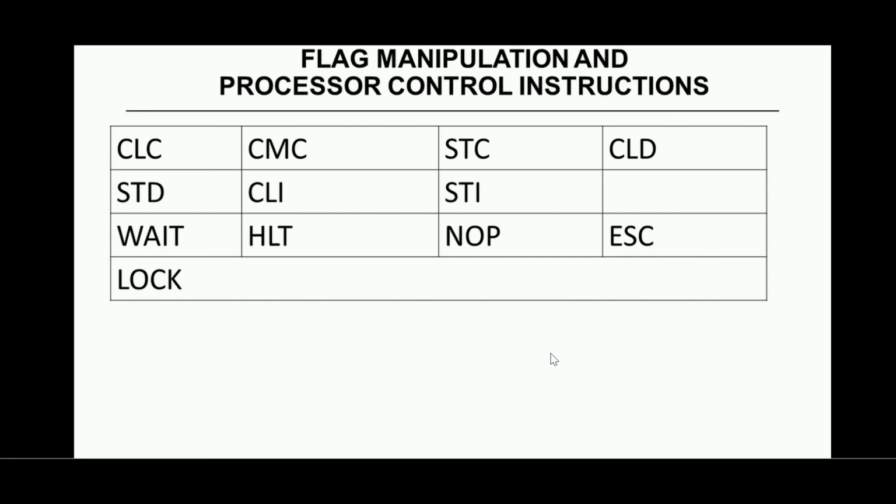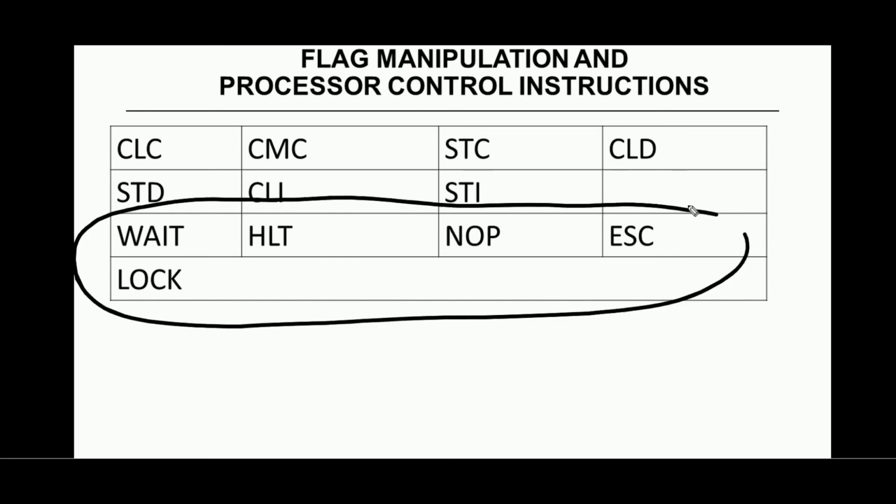Moving to flag manipulation and processor control instructions, the flag manipulation instructions are quite simple. Again, most of them will be used for your programming purposes, whereas for the processor control instructions, I would suggest that all of them are important. We have discussed in detail the importance of each of these instructions, so all of them are quite important from the examination point of view.